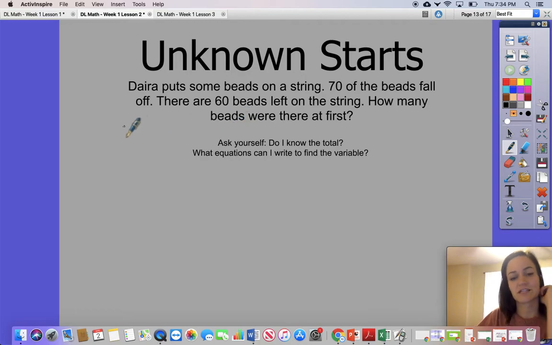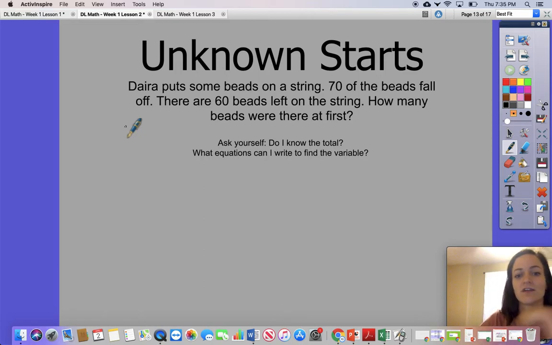Okay, so this one's with Dinah too. We're going to look at this one. Dinah put some beads on a string. So again, we don't know what she started with. 70 of the beads fall off. Now there are only 60 beads left on the string. How many beads were there at first?